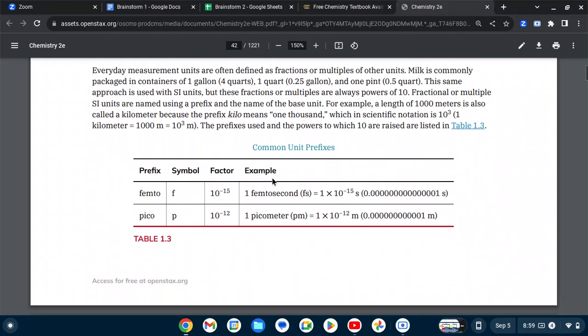Everyday measurement units are often defined as fractions or multiples of other units. Milk is commonly packaged in containers of 1 gallon, 1 quart, and 1 pint. This same approach is used with SI units, but these fractions or multiples are always powers of 10. Fractional or multiple SI units are named using a prefix and the name of the base unit. For example, a length of 1,000 meters is also called a kilometer because the prefix kilo means 1,000, which in scientific notation is 10 to the third. The prefixes used and the powers to which 10 is raised are listed in Table 1.3.